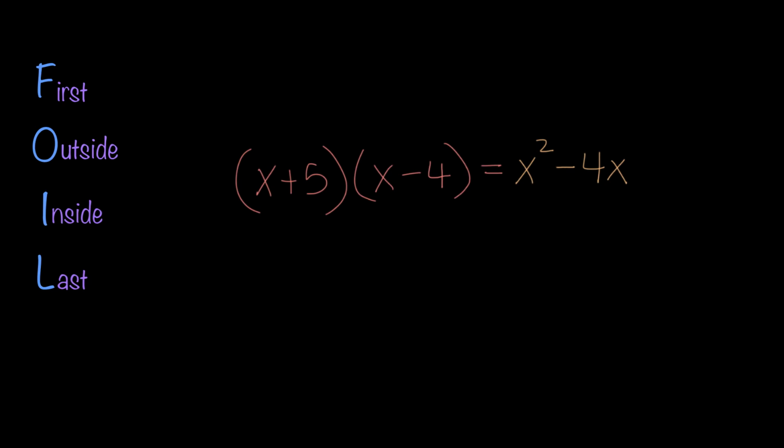Our next letter is I, which stands for inside. So we multiply the insides of the entire polynomial. The terms on the inside are the 5 and the x. So 5 times x is 5x.